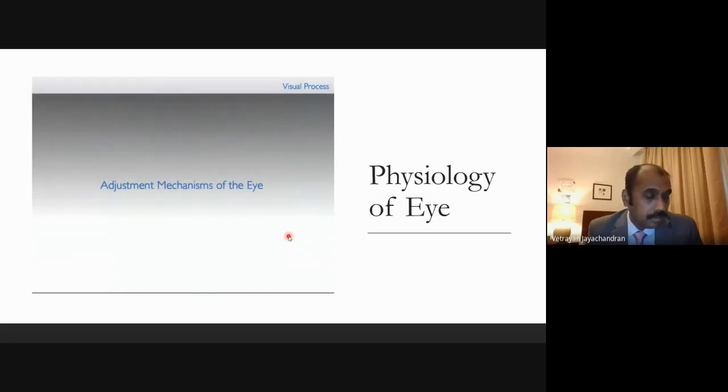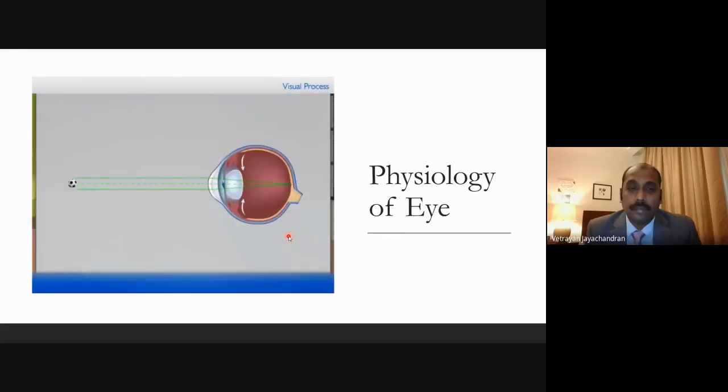Now let us understand the adjustment mechanisms of the eye. The first mechanism is accommodation. Focusing at different distances is achieved by changing the refracting power or focal length of the lens. The lens of the eye can contract under muscular control, making it more convex, thus shortening the focal length. This process is called accommodation.